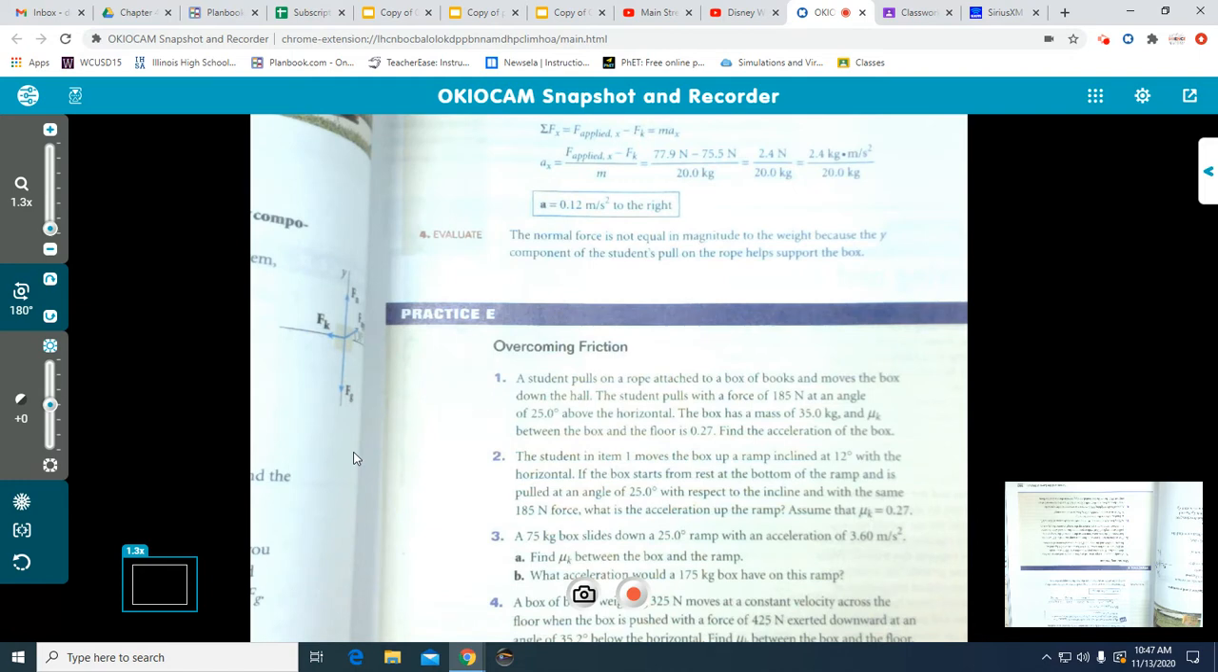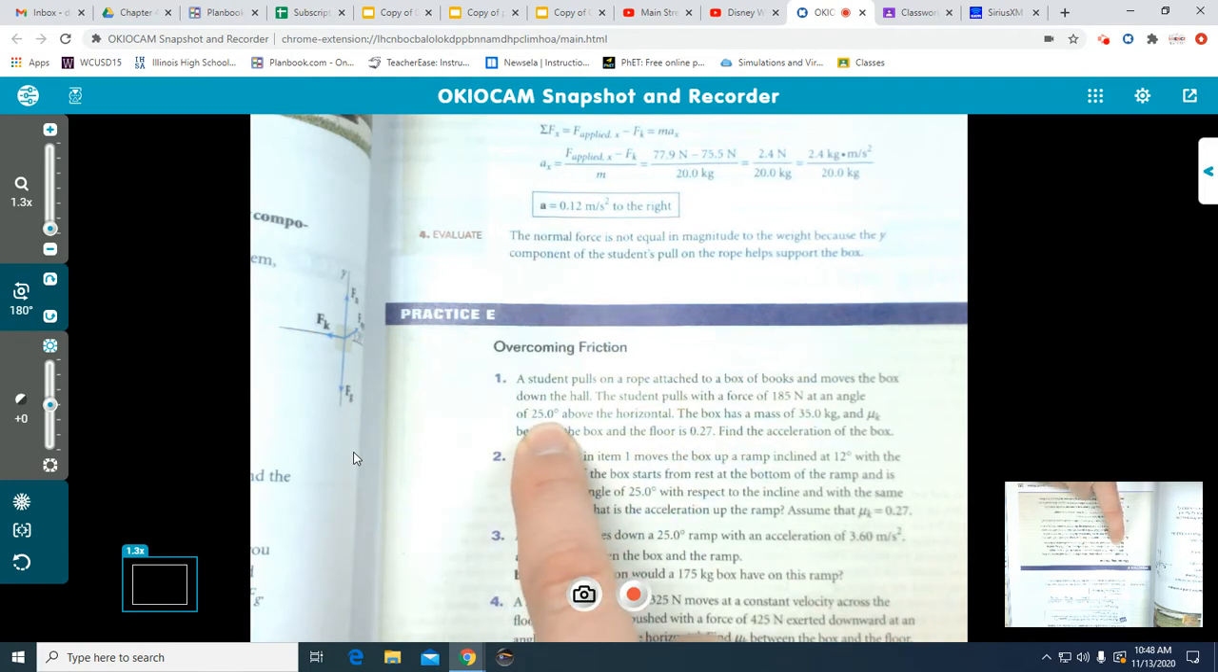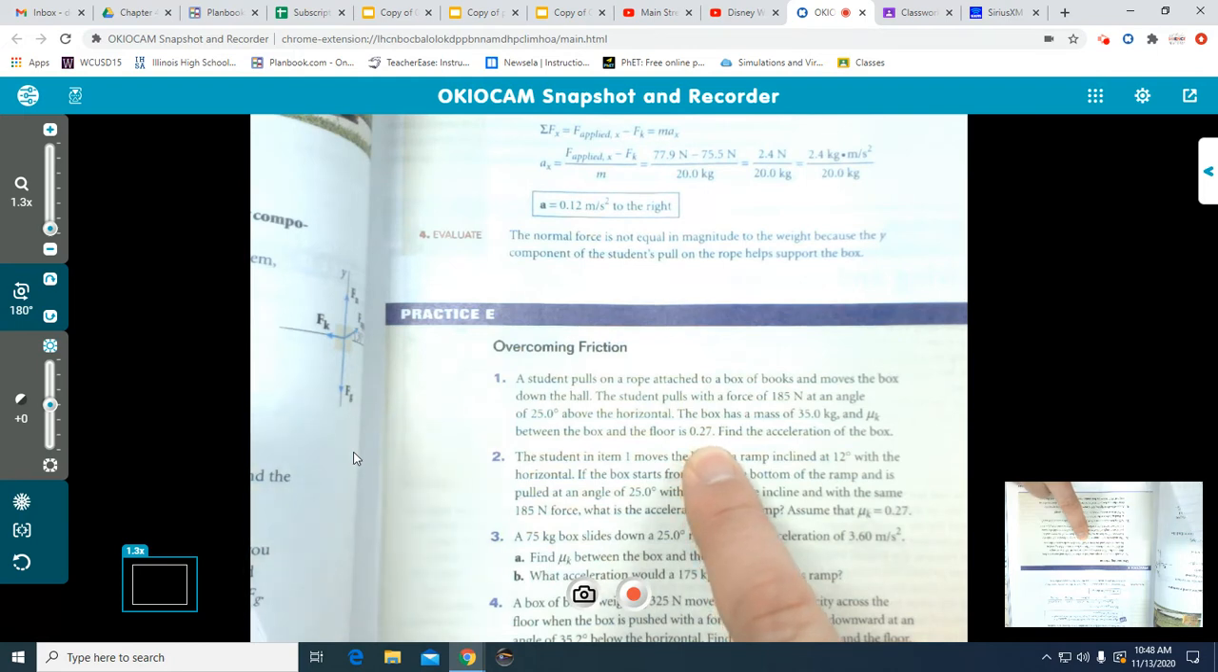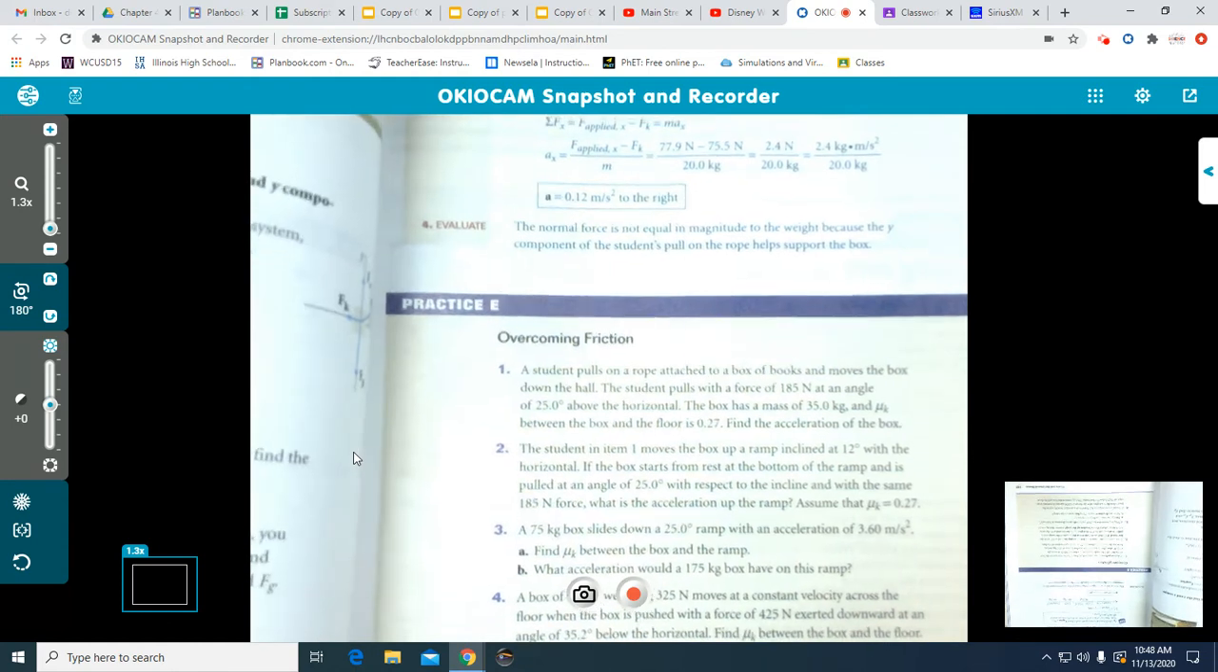Okay, so we have a lot that we need to write down. We need to write down the applied force, which is 185 newtons. It's always good to put this off to the side and label everything so you can immediately put the values into the formula. You have the theta, or the angle, above the horizontal at 25 degrees. You know the mass of the box of books of 35.0 kilograms. You know the mu k of 0.27. And they don't tell you this, but you're going to have to eventually use it: the acceleration of gravity is 9.81 meters per second squared. Okay, so that is our problem.